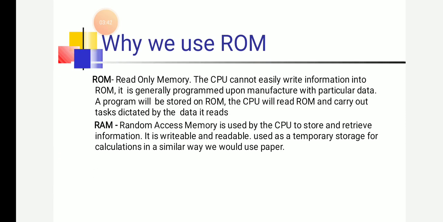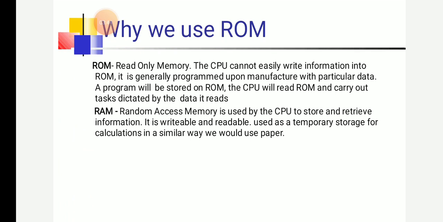So why do we use ROM? With read only memory, the CPU cannot easily write information into ROM. It is generally programmed upon manufacture with particular data. A program is stored on ROM. The CPU will read ROM and carry out the tasks dictated by the data it reads. So that is the ROM part, read only memory.